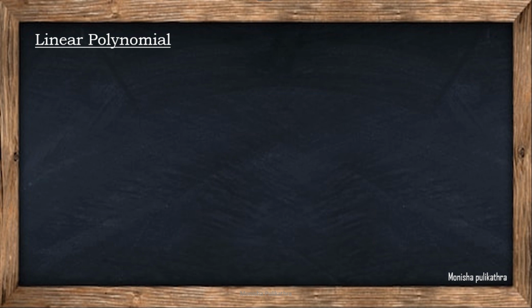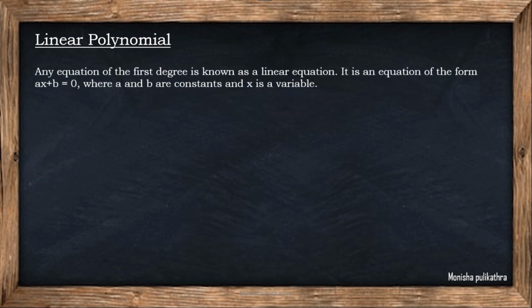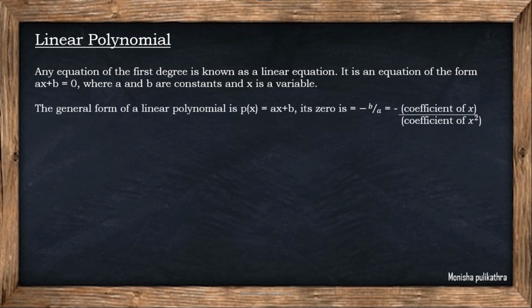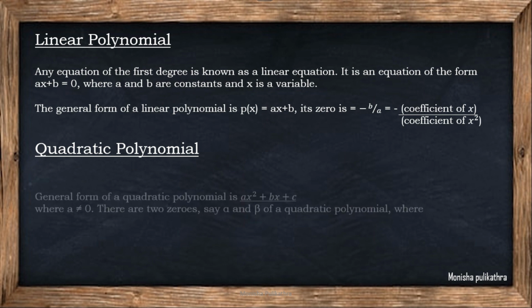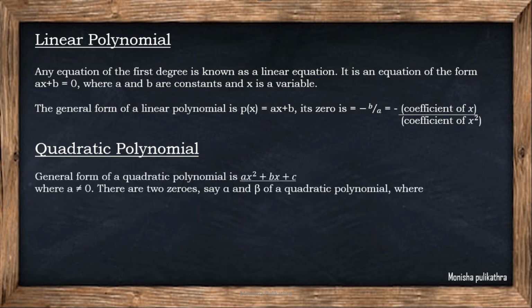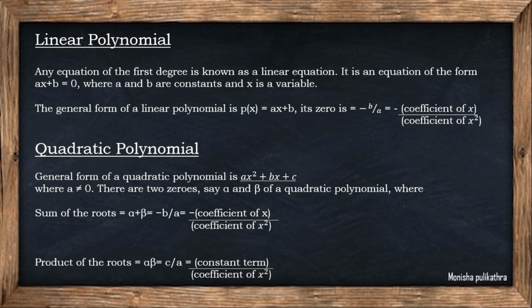Next, going to linear polynomial. Linear polynomial means any equation which has degree 1 is said to be a linear equation. The formula for this is minus b by a, where b is the constant term and a is the coefficient of x. Next is quadratic polynomial. Any equation of the form ax square plus bx plus c is said to be a quadratic polynomial. A polynomial with degree 1 is a linear polynomial. A polynomial with degree 2 is a quadratic polynomial. So here the sum of the roots formula is minus b by a and the product of the roots formula is c by a.